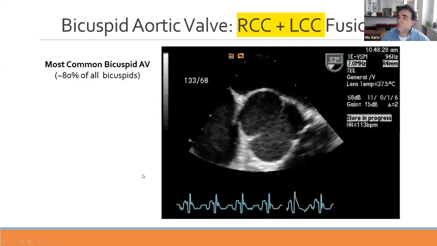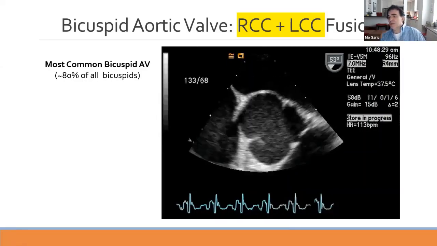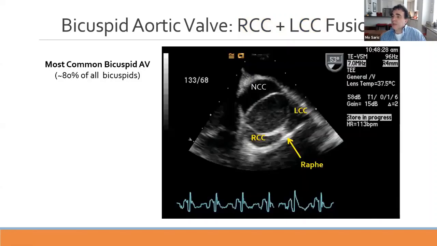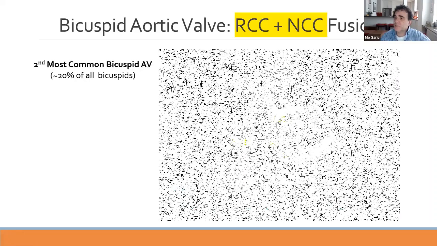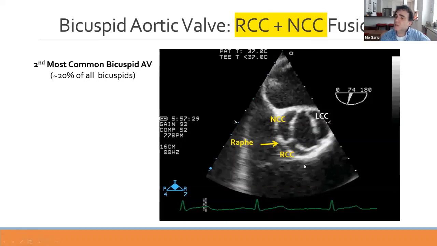And here now is the moving image on a transesophageal echocardiography. Again, if I freeze the image, there is a raphe between the right and left coronary cusp. Again, the most common form of bicuspid aortic valve. The next common form is the right and non-coronary cusp fusion, which is about 20% of all the bicuspids. Again, I will show you a transesophageal echocardiogram of a patient with bicuspid aortic valve.